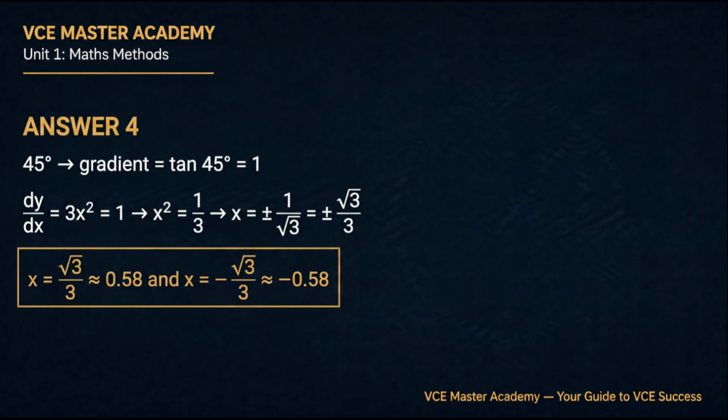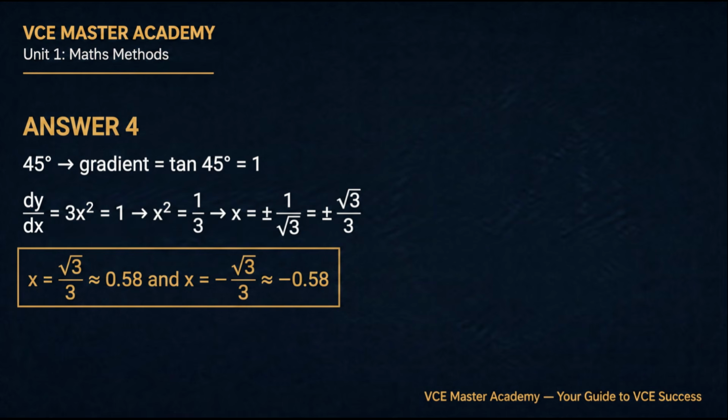And the ATAR finisher. Question 4. Translate the angle before anything else. 45 degrees means the gradient is tan of 45, which is exactly 1. Now it's an ordinary solve. Differentiate y equals x cubed, 3x squared. Set it equal to 1. x squared is 1/3. And right here is the classic lost mark. A squared term hides 2 answers. x is plus or minus 1 over root 3.